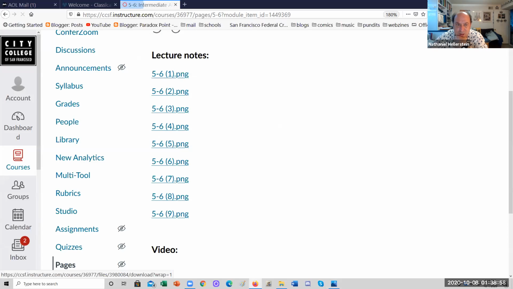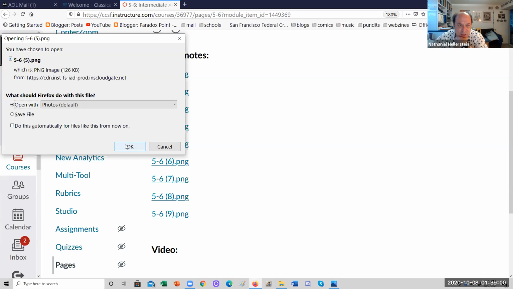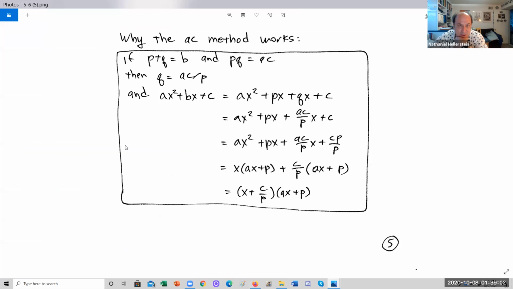Here is why the AC method works. The book doesn't go into it. I think it's worth noting. So here we go. We have two numbers whose sum is b and whose product is a times c. Then q in particular is ac divided by p. That just follows directly from here.